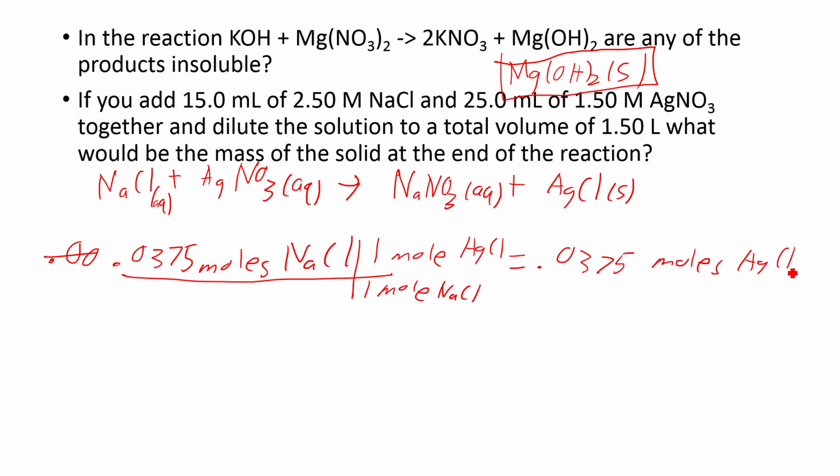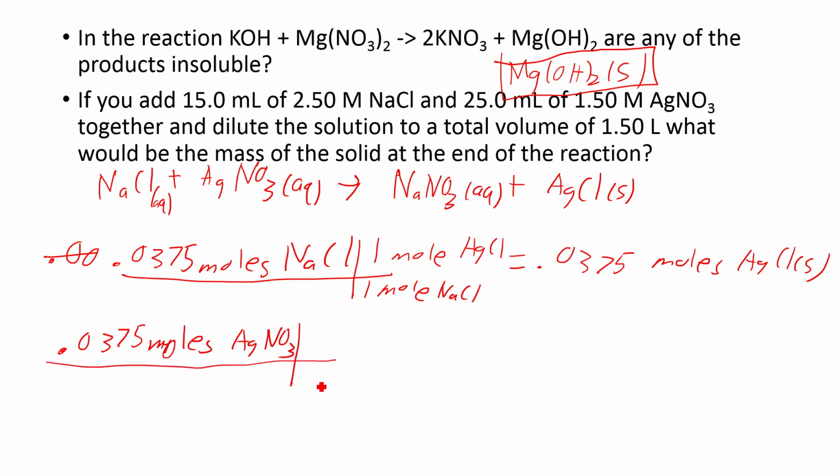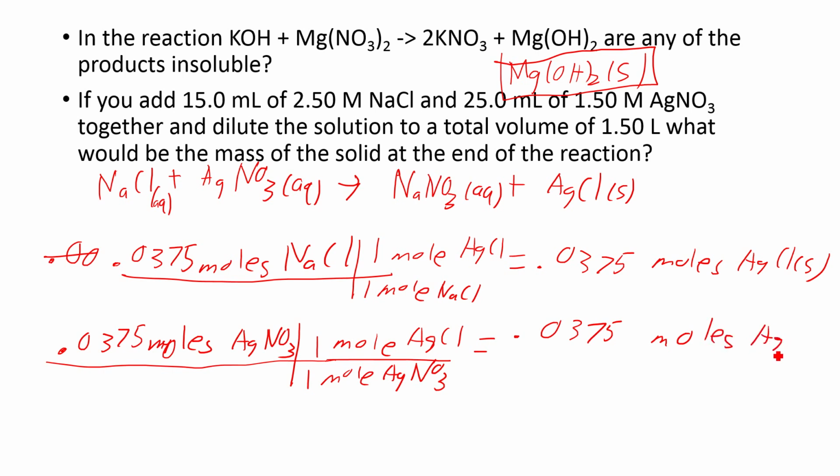We're then going to do the same thing here where we have 0.0375 moles of our silver nitrate. We're going to convert it via a 1-to-1 relationship. 1 mole of silver nitrate makes 1 mole of silver chloride. And from that, we would also get 0.0375 moles of our silver chloride solid.